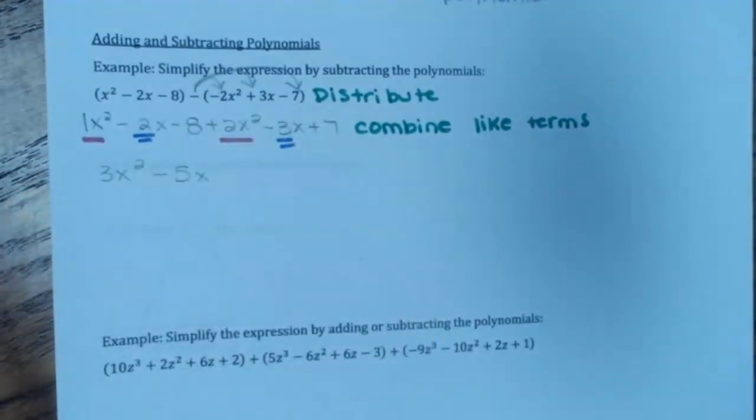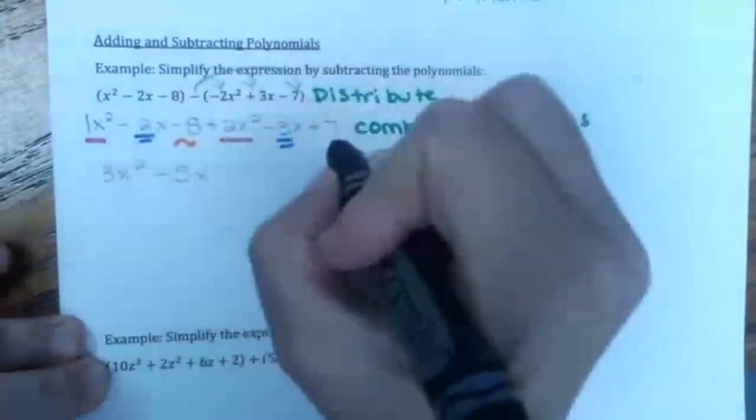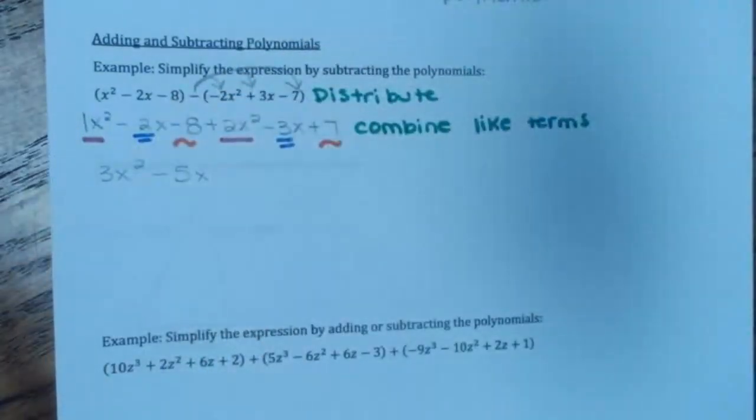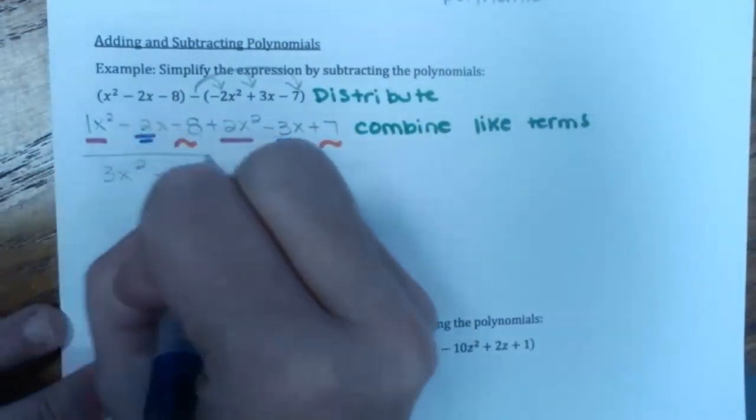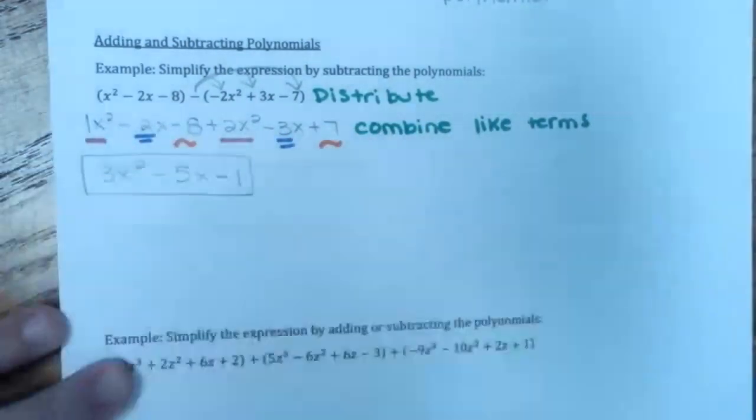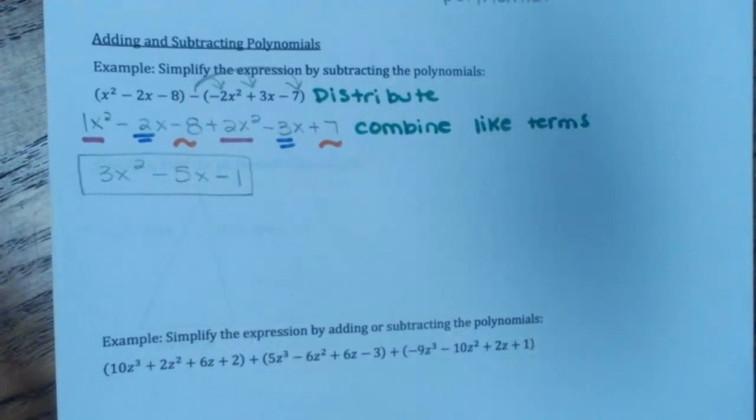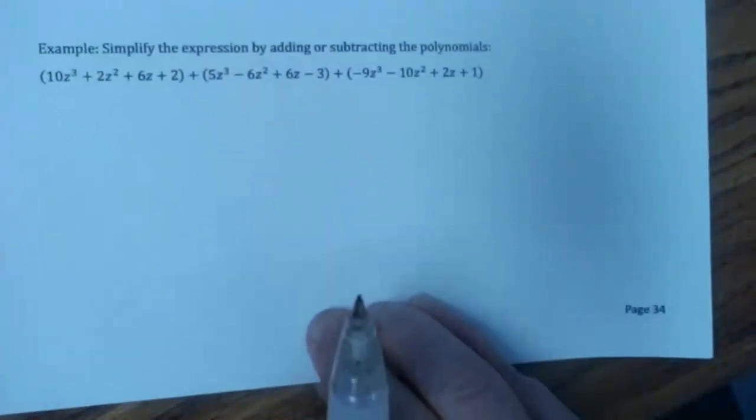Last but not least, 8. So we have negative 8 plus 7. Negative 8 plus 7 should give us negative 1. So we combine all of our like terms, we are done. Our final answer is 3x squared minus 5x minus 1.